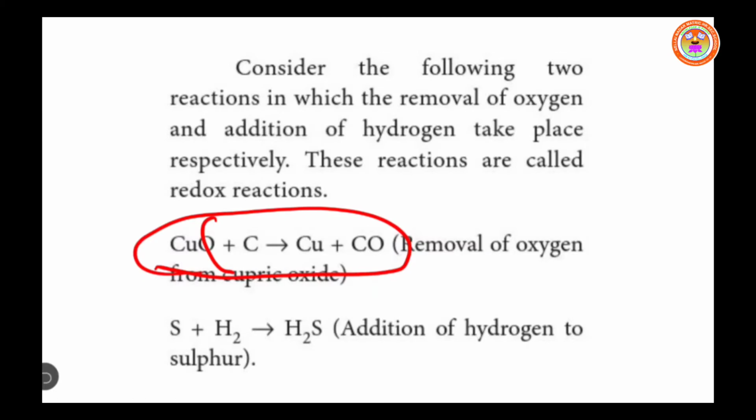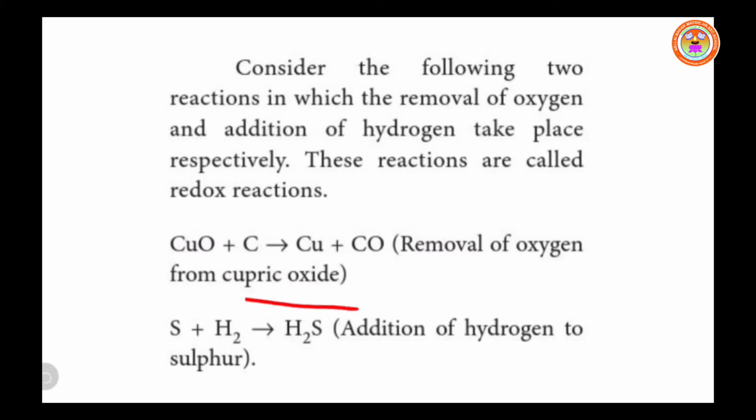The balanced equation is CuO + C → Cu + CO. Here cupric oxide is reduced to copper by the removal of oxygen. It is a self-balanced equation. Then next we can see an example for addition of hydrogen. Addition of hydrogen is called reduction reaction. For example, when sulfur is treated with hydrogen, hydrogen sulfide is obtained. The equation is S + H2 → H2S. Here sulfur is reduced to hydrogen sulfide by the addition of hydrogen.